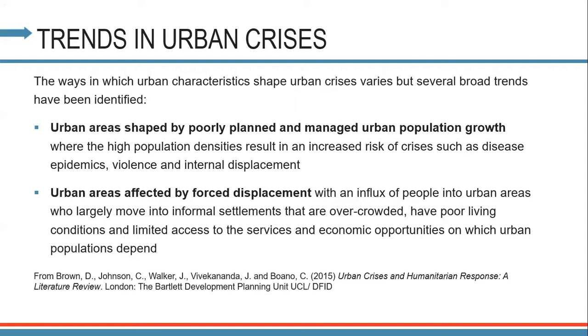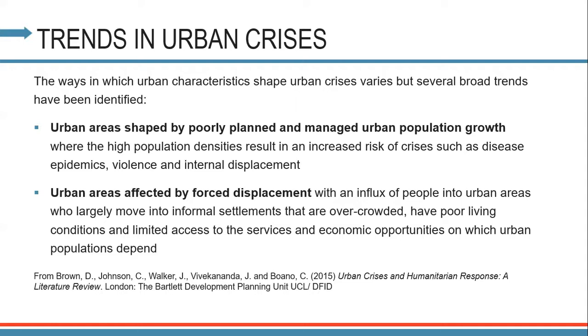The first is in areas that have been poorly planned with urban growth poorly managed. In these contexts, high population densities found in urban areas result in an increased risk of disease, epidemics, violence, and displacement. In this type of crisis, an initial emergency, such as an earthquake, may quickly give rise to a further crisis, such as a cholera outbreak or civil unrest.